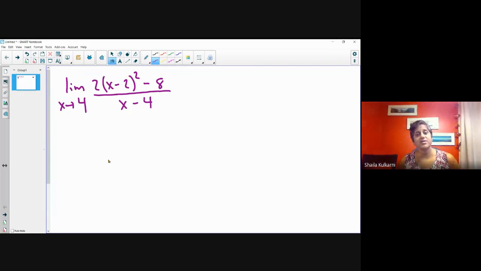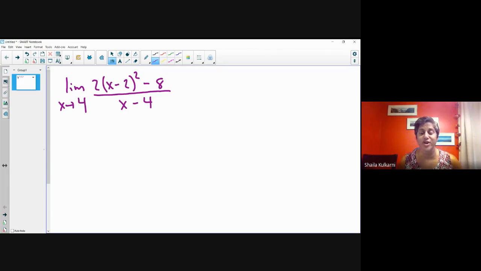Good morning. So this is another example of an algebra type problem for limits. What is the first step of limits? It is to substitute and find the answer. So let's substitute 4. I get 4 minus 2, which is 2. 2 squared, which is 4. 4 times 2, which is 8. And 8 minus 8, which is 0. And then in the bottom, I get 4 minus 4, and I get 0.